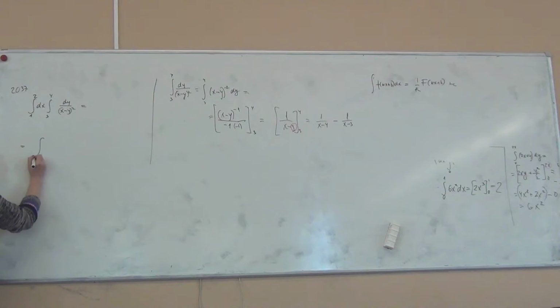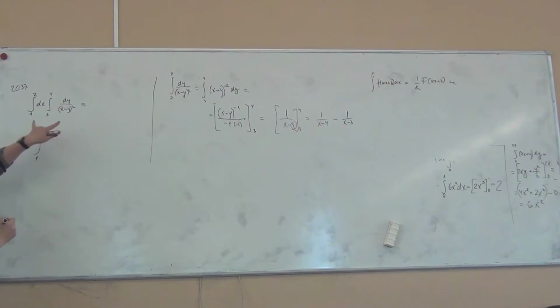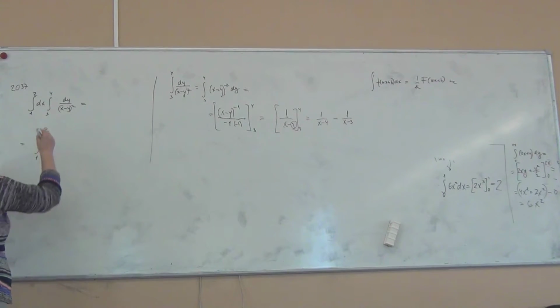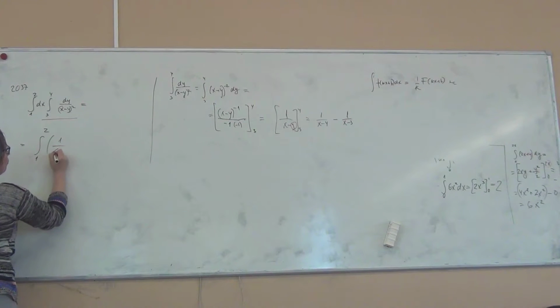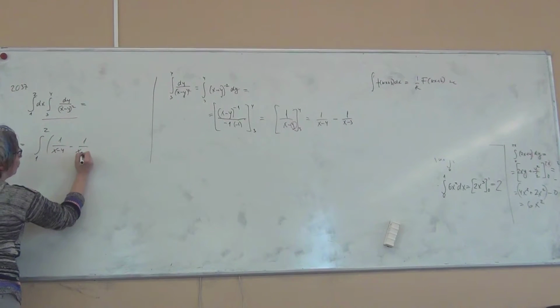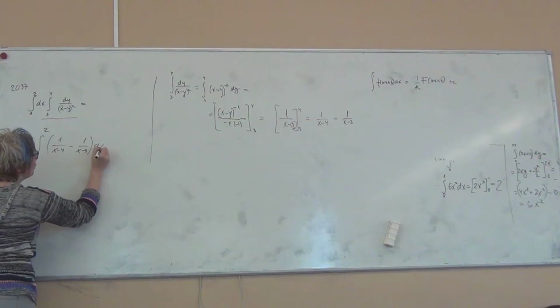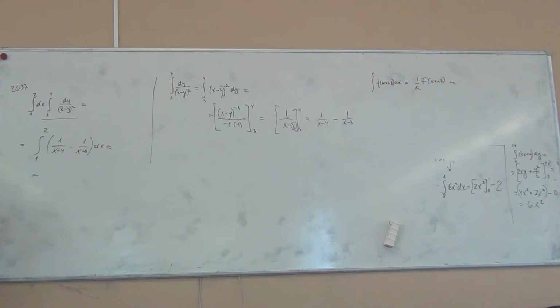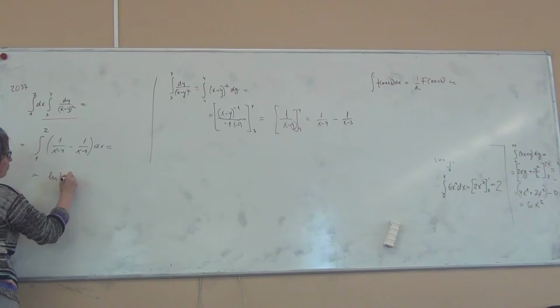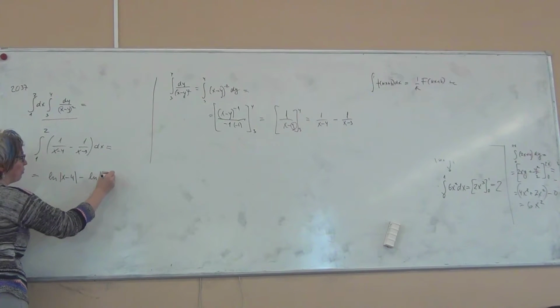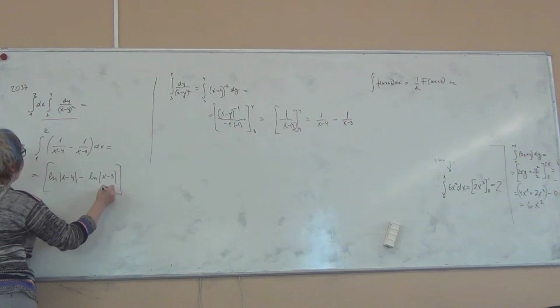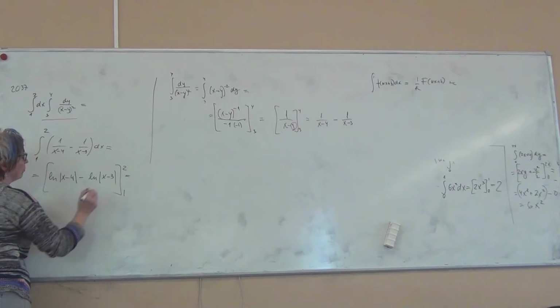Okay, so now, from 1 to 2, this is integrated already, and it's that. So I can write 1 over x minus 4 minus 1 over x minus 3 dx. Now, I do remember that these were the logarithms when we integrated. So it's ln |x minus 4| minus ln |x minus 3|, from 1 to 2.